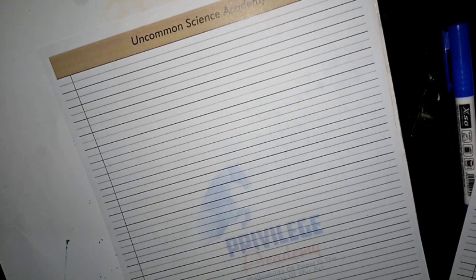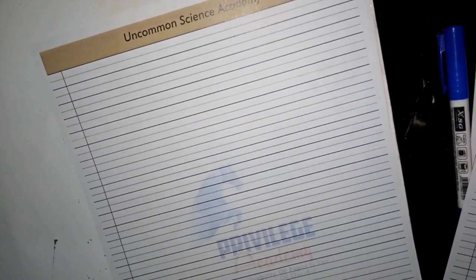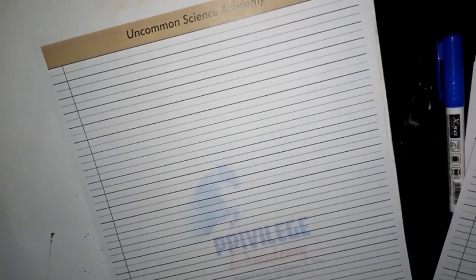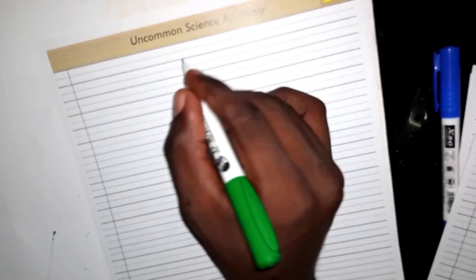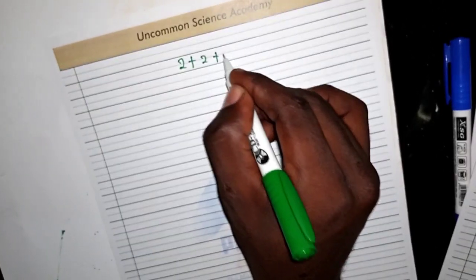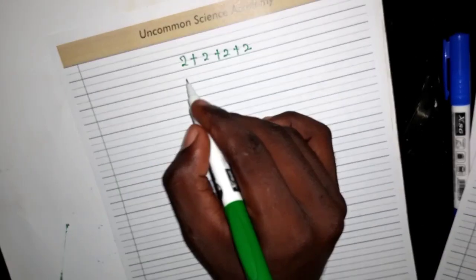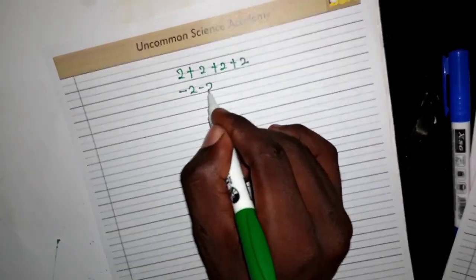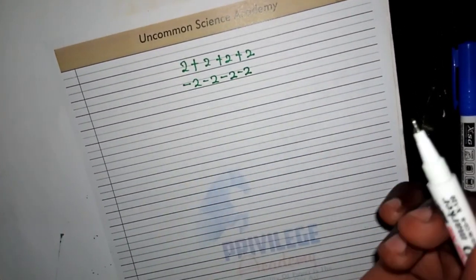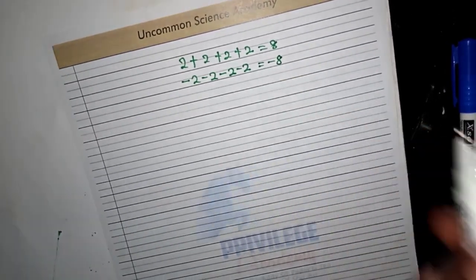Today we are going to be talking about a topic in mathematics. But before we introduce this topic, let's quickly look at this concept. If I have 2 plus 2 plus 2 plus 2, and I have minus 2 minus 2 minus 2 minus 2. Now this is the same thing as 8, while this is minus 8.